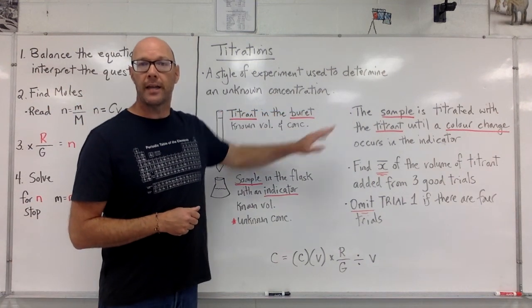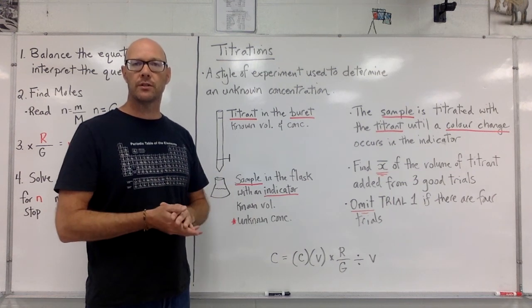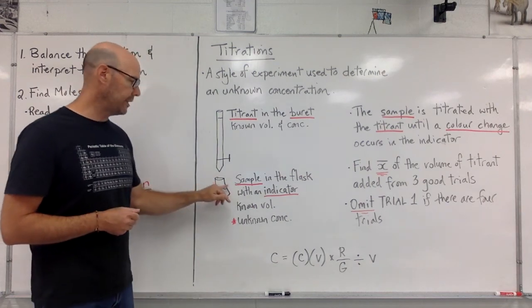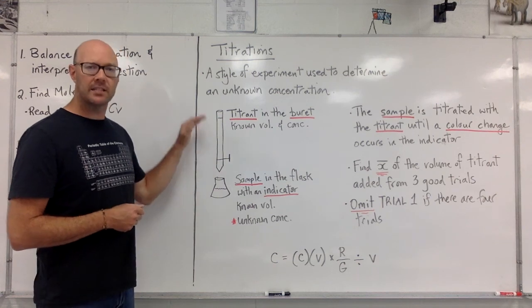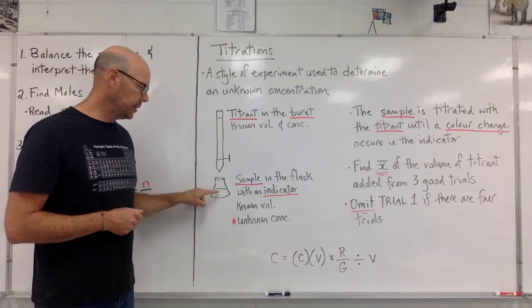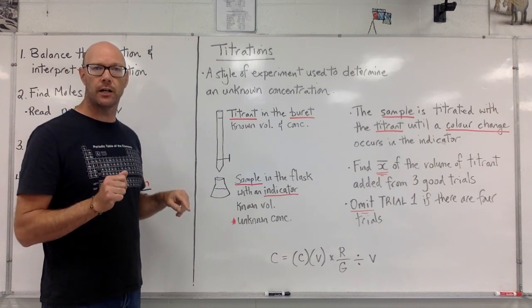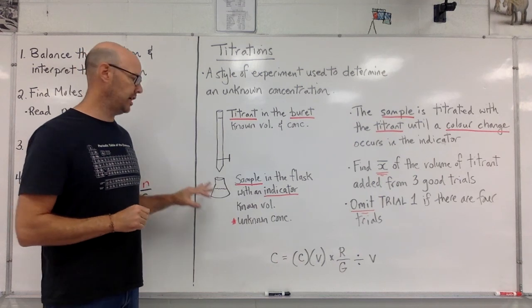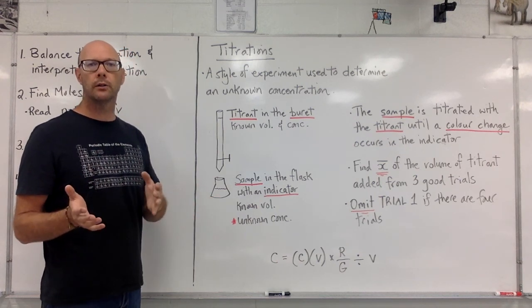In terms of just the vocabulary, we always say that the sample is titrated with the titrant, and that happens until a color change occurs. We have an indicator down here. We're opening this valve and adding titrant to the sample until the indicator changes color, until it just changes color, until there's a faint but permanent color change in the indicator. Phenolphthalein most commonly goes from colorless to pink.